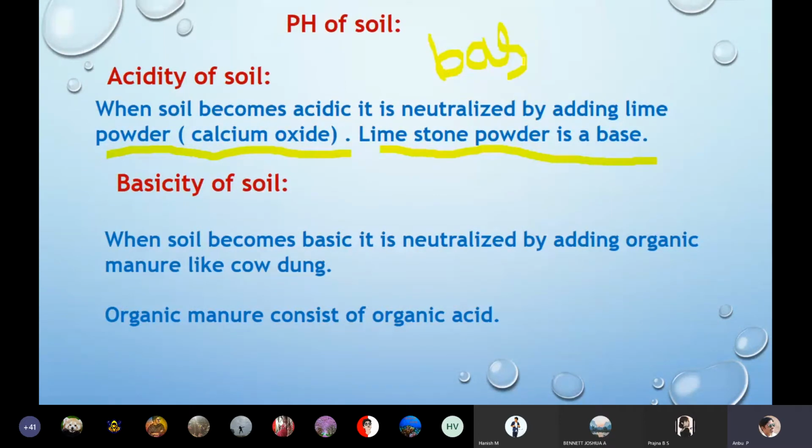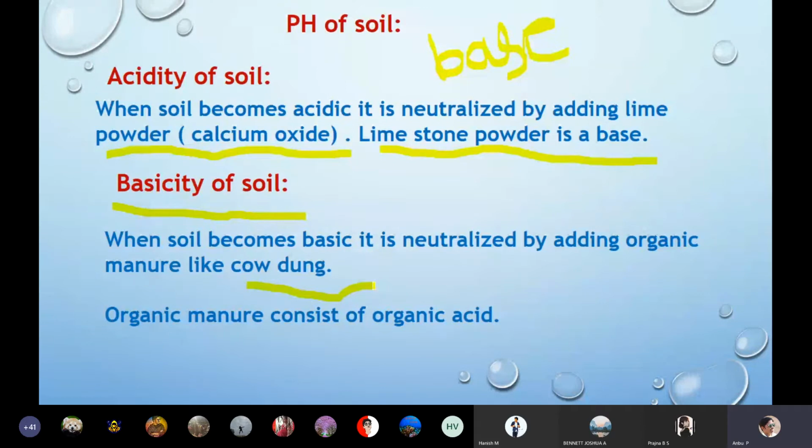If the soil is becoming more basic, when soil becomes basic, it is neutralized by adding organic manure like cow dung and other things. So what is present in the cow dung? This organic manure has the ability to release organic acid. So organic acid from the cow dung will react with the base of the soil, and that brings the soil to neutral conditions. So that is how the basicity of the soil is neutralized. So these are the two different ways we can bring the soil to neutral.